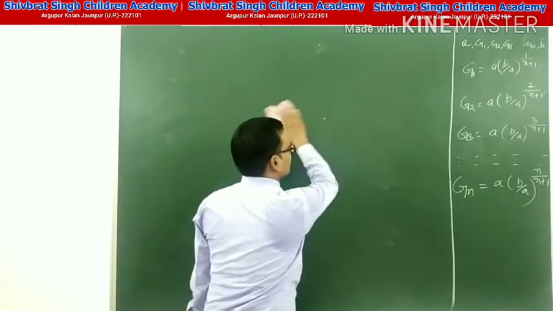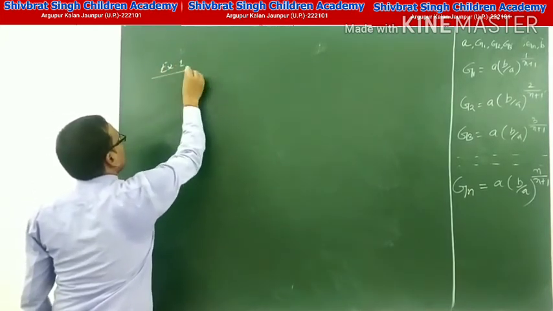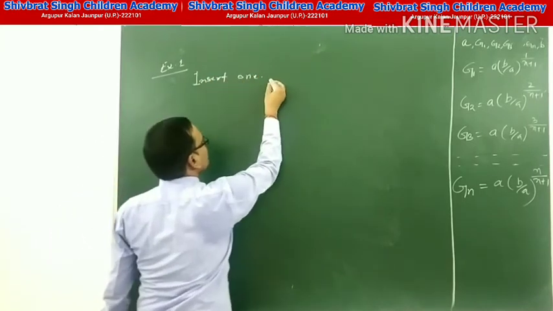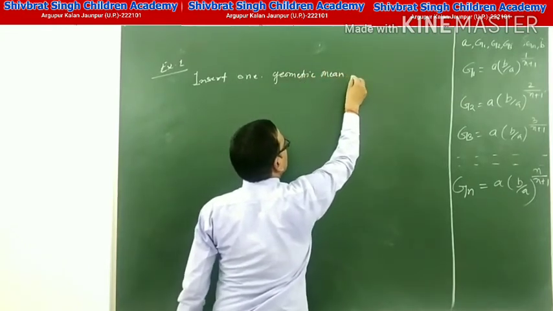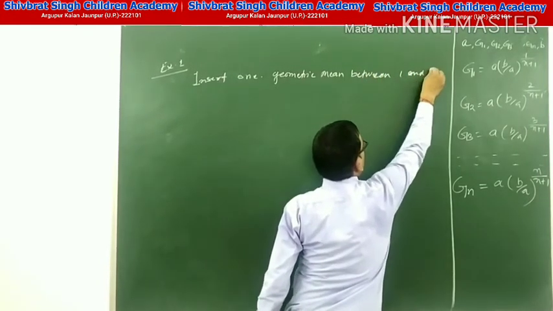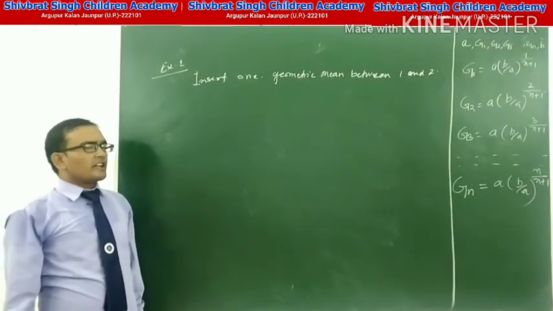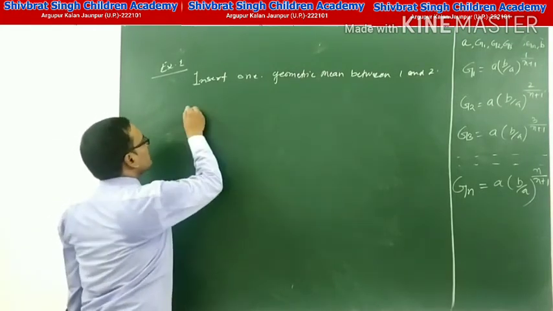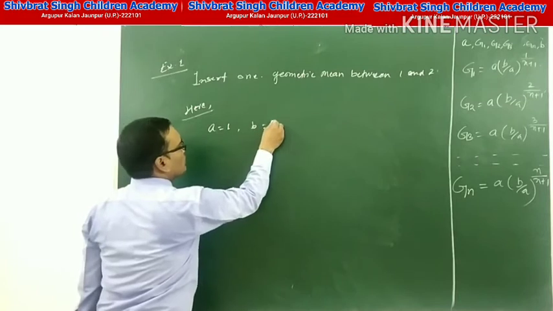First example: insert one geometric mean between 1 and 2. We can discuss one geometric mean between 1 and 2. That means here a equals 1 and b equals 2.